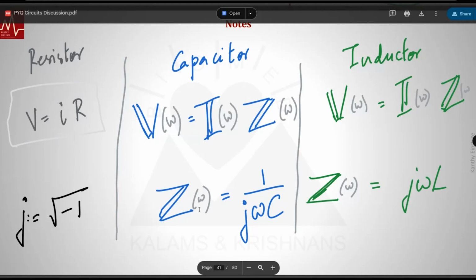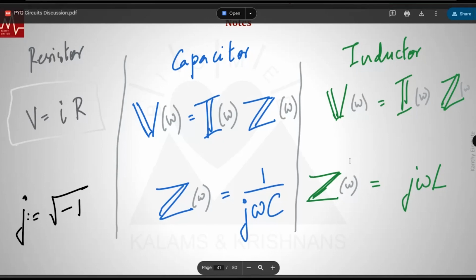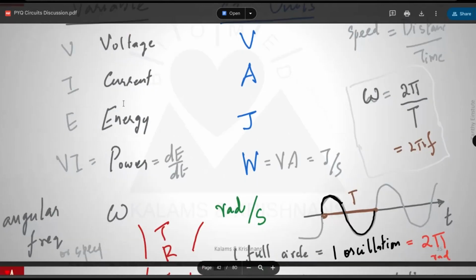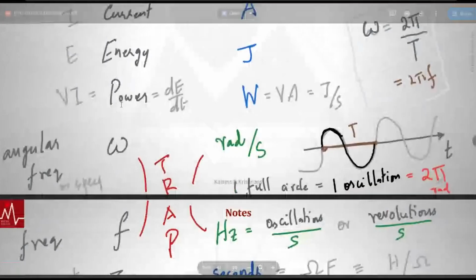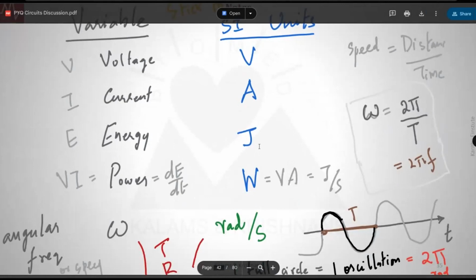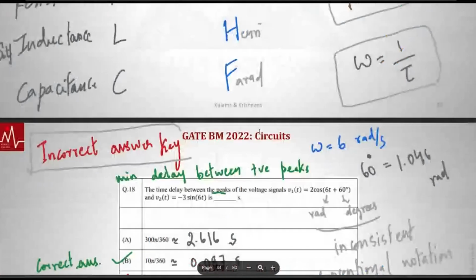Impedance of a capacitor is 1 by j omega C. Impedance of an inductor, that is, the ratio of voltage to current, is j omega L, where j is the complex number square root of -1. This is the one thing you really need to know to proceed further. I have given you the list of parameters involved here, the definitions, SI units and all that. You can go over this.